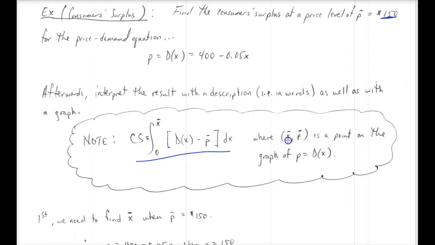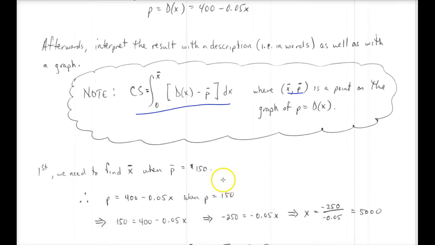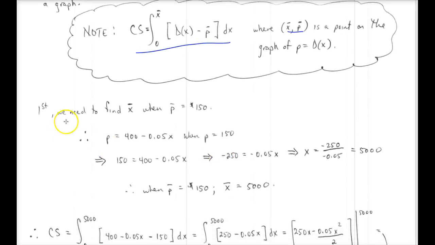And so we know that X bar, P bar is the point where these two functions intersect. And so first, we need to find out X bar when P is equal to 150. So we basically need to find out when these two functions, D of x and P bar, intersect each other. And so we basically set our demand function here equal to 150, and we solve for x. Of course, when we solve for x here, we see that X bar is 5,000.